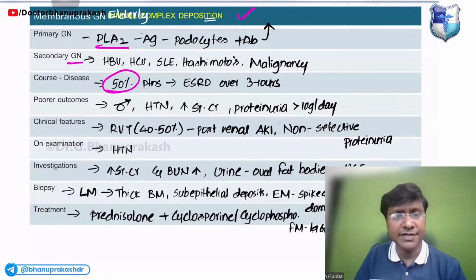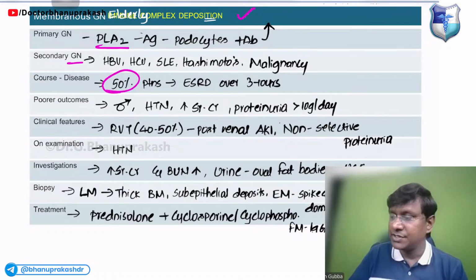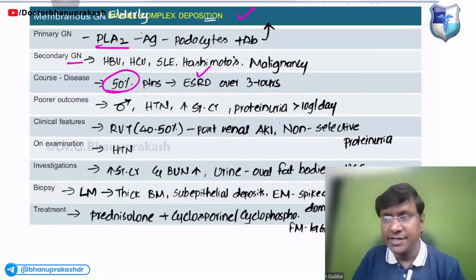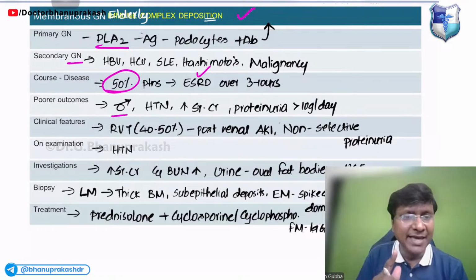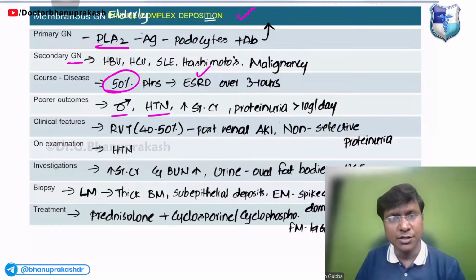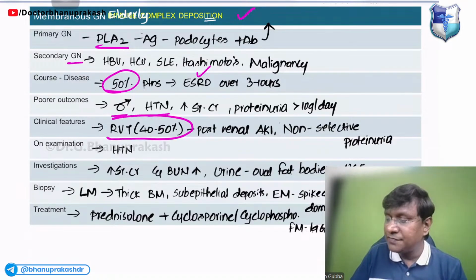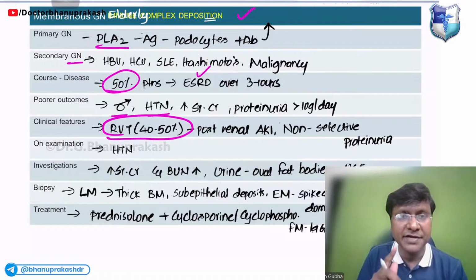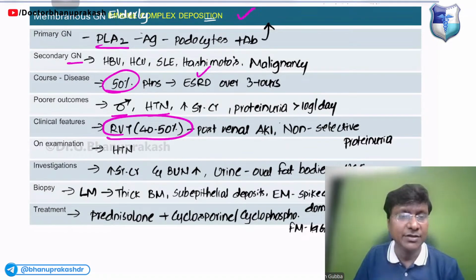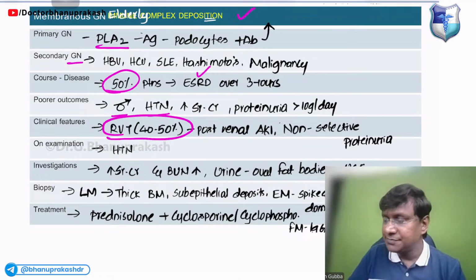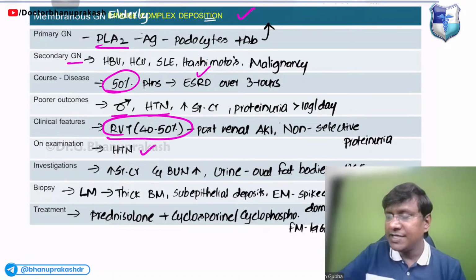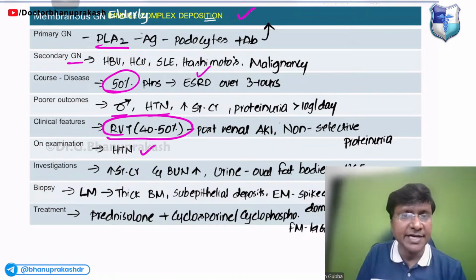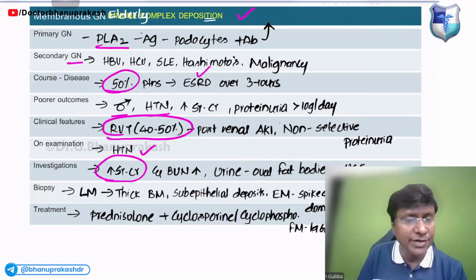If you take the course of the disease, 50% of the patients with membranous glomerulonephritis go into end-stage renal disease, right? Mainly males have a very poor outcome. And if the patient is having hypertension, the outcome is not good. In almost 40 to 50% of patients, there is an increased chance of renal vein thrombosis. On examination, there will be development of hypertension. In investigations, serum creatinine will be elevated due to renal failure.